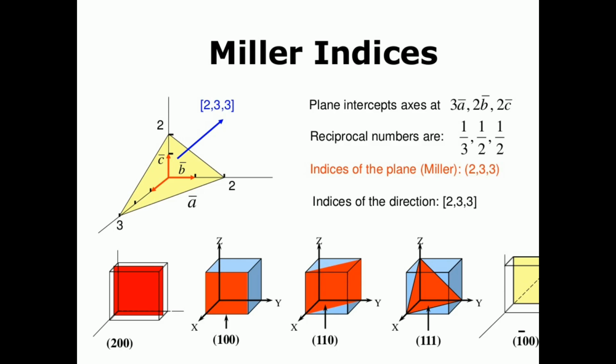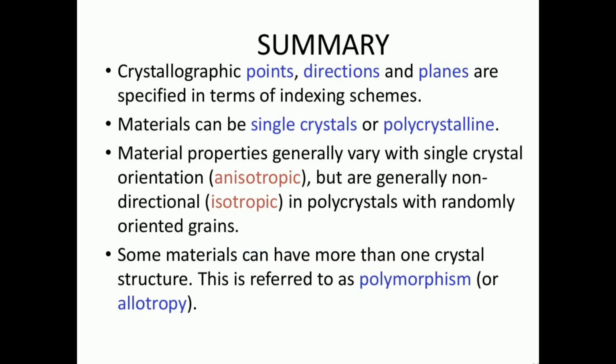See, you have the intercept on axes A, B, C, and the reciprocal numbers. The intercept of the plane is given. Crystallographic points, directions, and planes are specified in terms of indices. Materials can be single crystal or polycrystalline. Material properties are generally very high in single crystals, where orientation is anisotropic, but are generally non-directional, isotropic, in polycrystals.